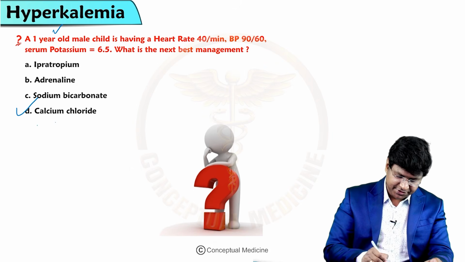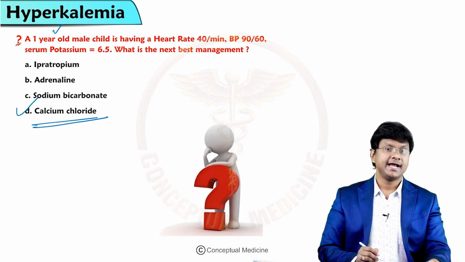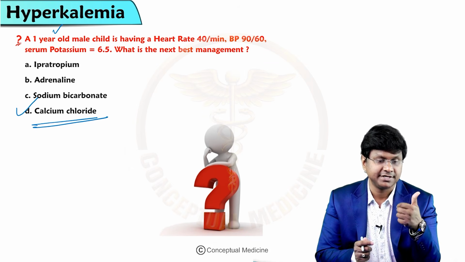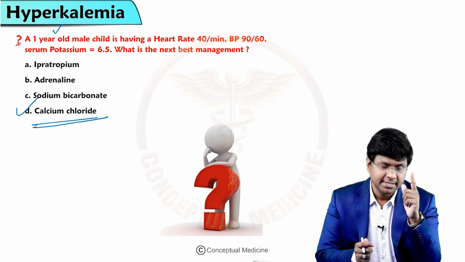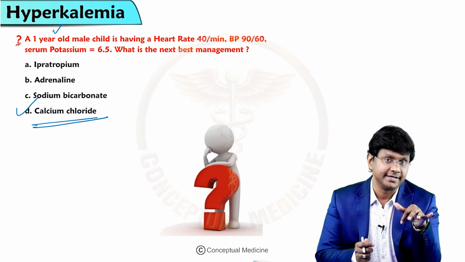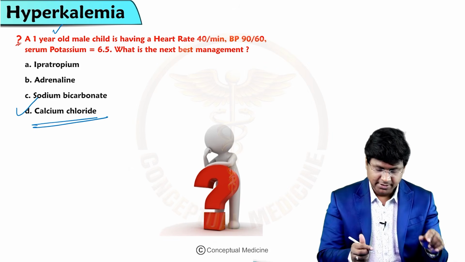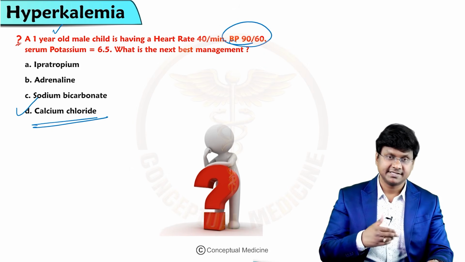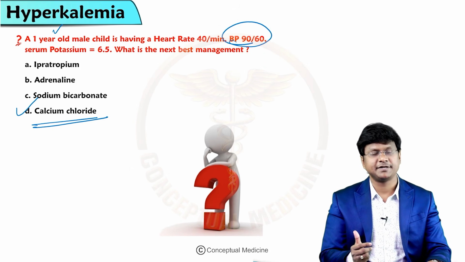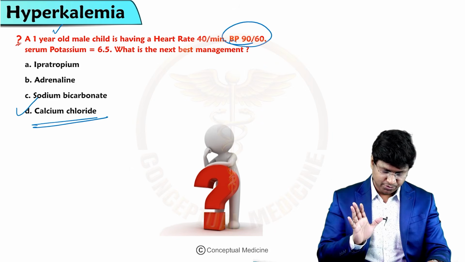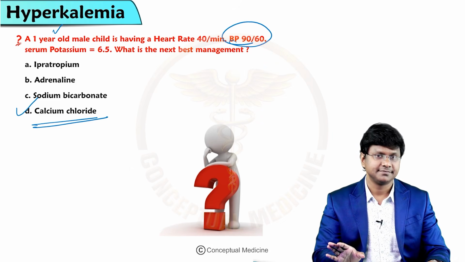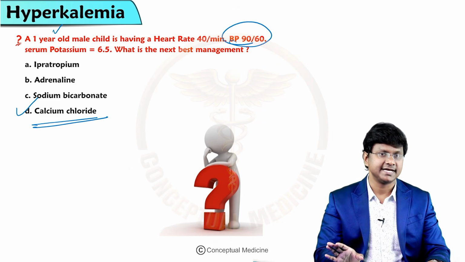And the option that we have is calcium chloride. Even if you have two drugs in the options, calcium chloride as one option and calcium gluconate as another, go with the calcium chloride. Why? Because the blood pressure of the individual is on the lower side. This calcium chloride can improve the blood pressure of the individual as well. So the answer is calcium chloride, right? And you have to give intravenous calcium chloride.